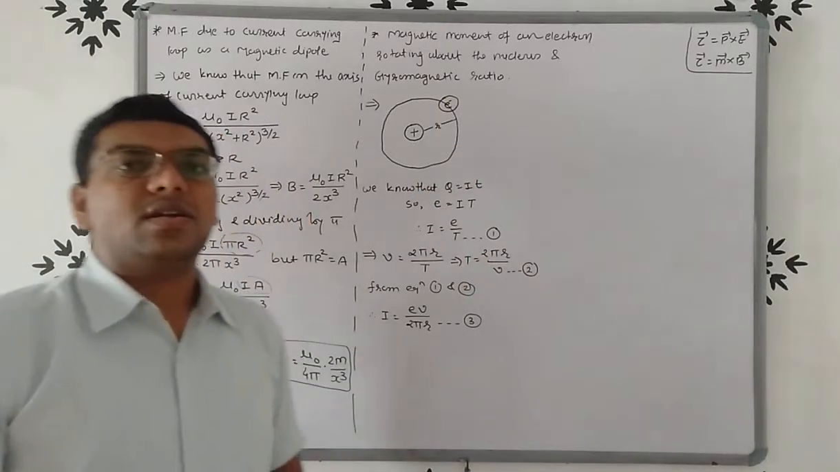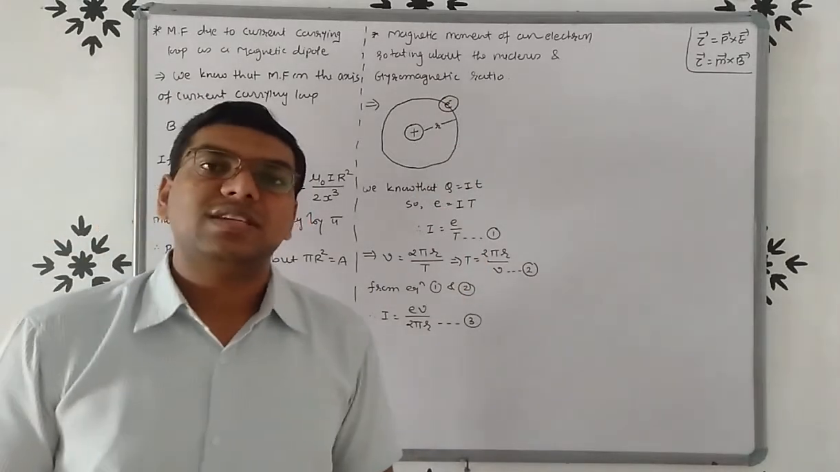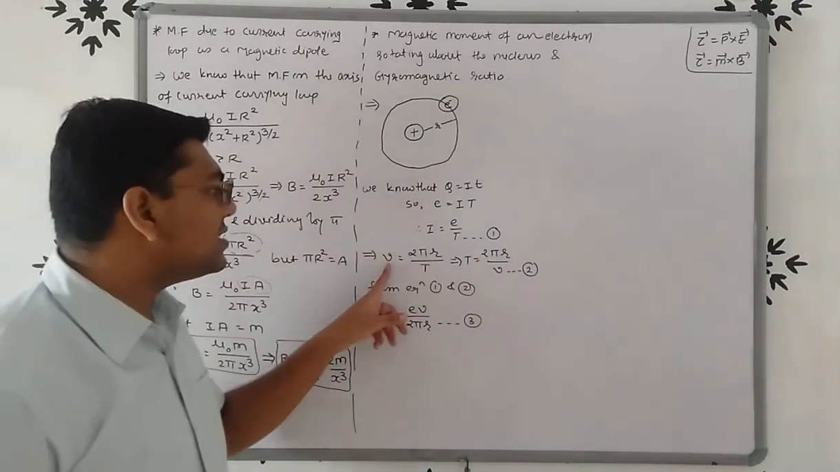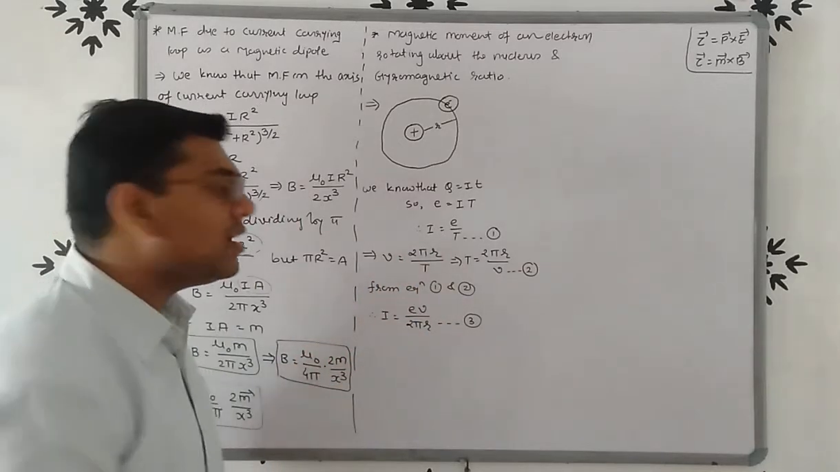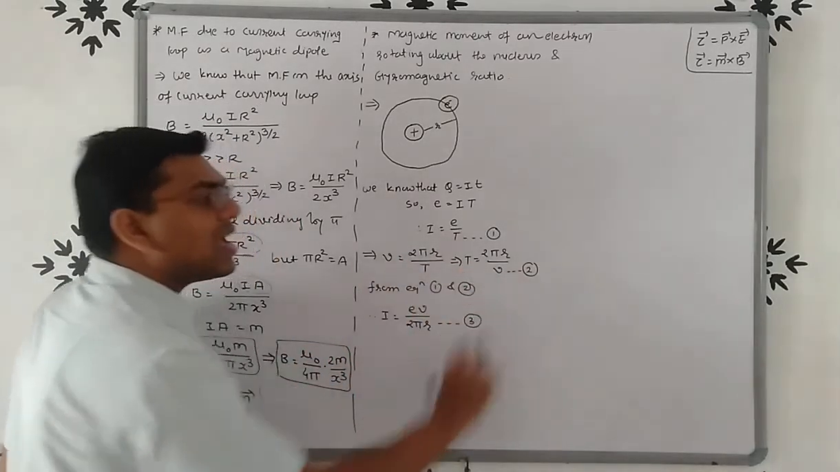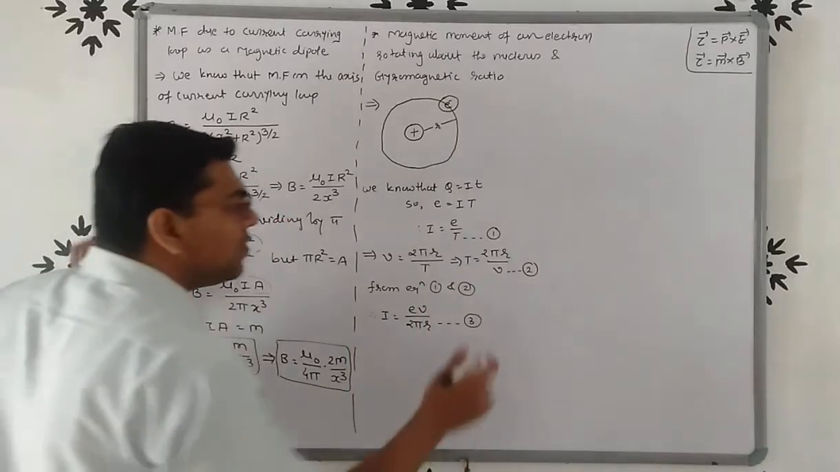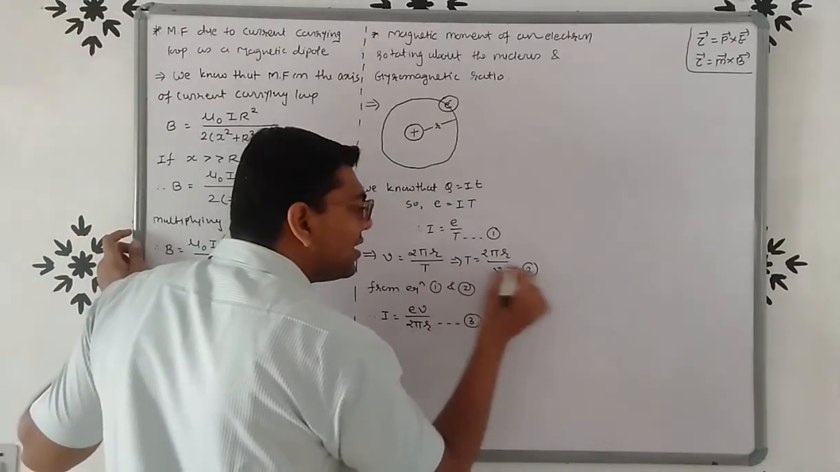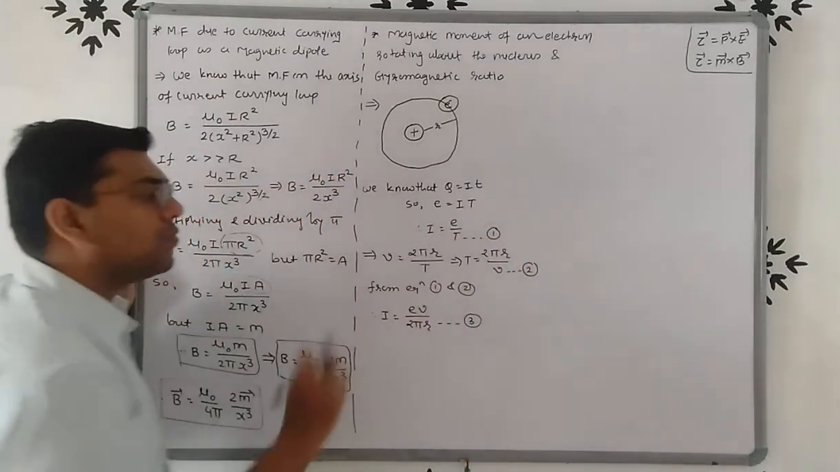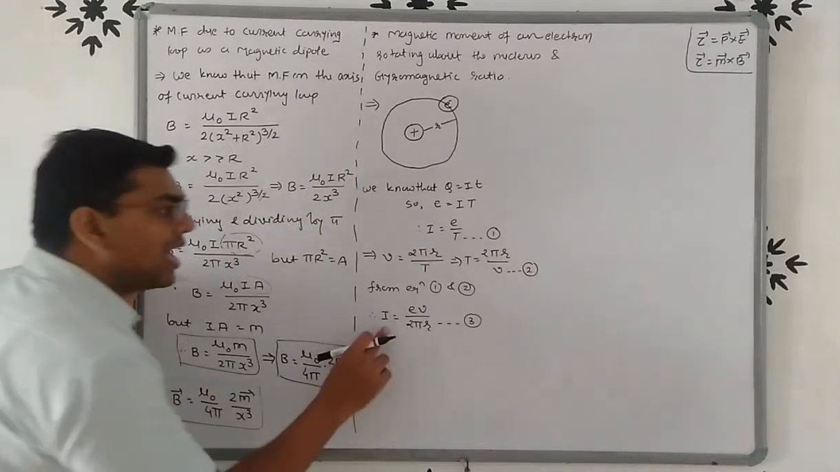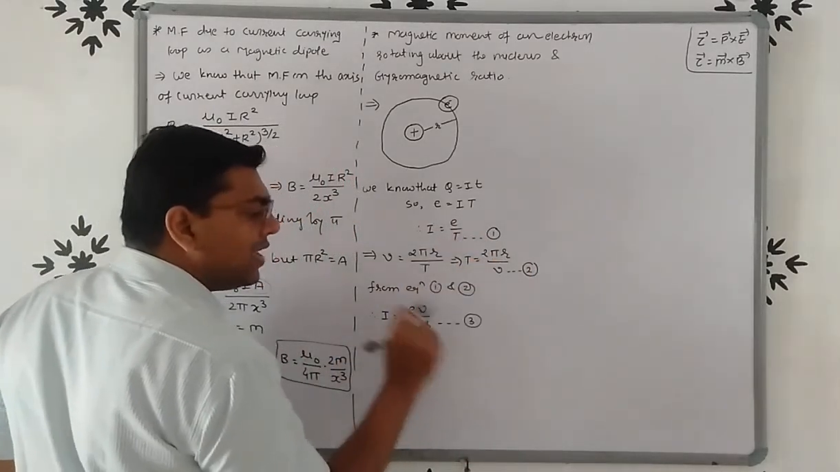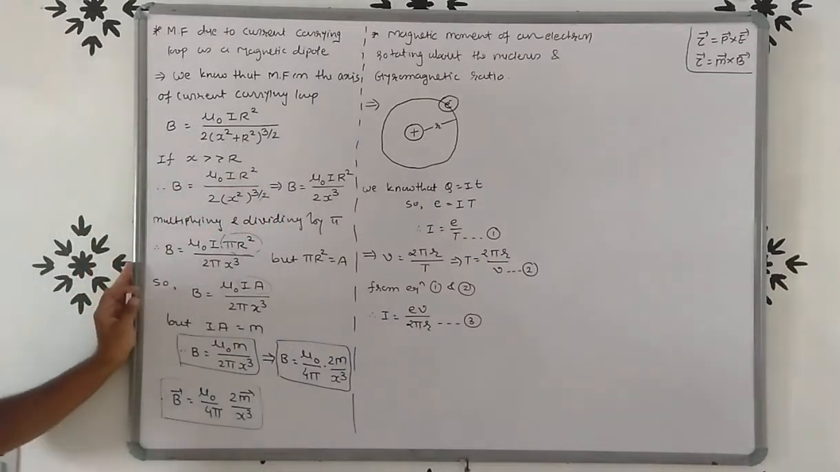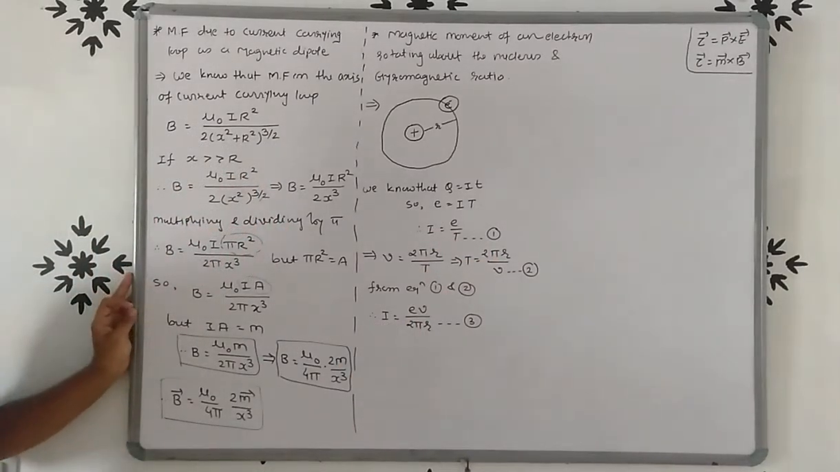But we know that velocity is equal to distance by time. So velocity v is equal to distance, that is 2 pi r, upon time, periodic time T. So T is equal to 2 pi r by v. Here we put the value of capital T in equation 1. So from equation 1 and 2, I is equal to e upon the value of T, 2 pi r upon v. So we get I is equal to ev upon 2 pi r.